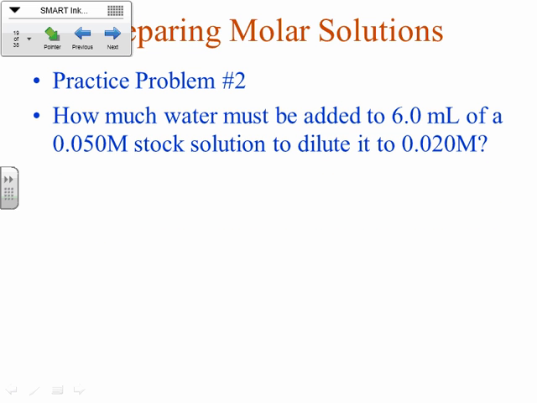How much water must be added to 6 milliliters of a 0.050 molar stock solution to dilute it to 0.020 molar? Okay, again, how do we know that this is an M1V1 problem? There's 2 molarities, and there's another hint here. Dilute. Okay, that's what you're looking for. All right, so this is our V1, right? 6.0 milliliters. So what's the concentration that goes with that volume? 0.050. So that's our M1. So that makes this our M2.